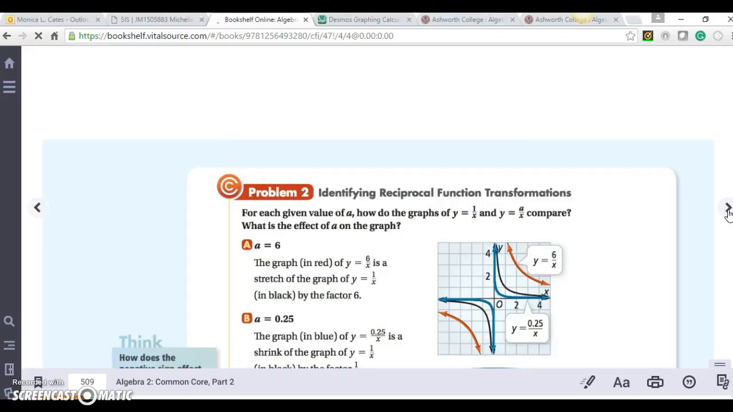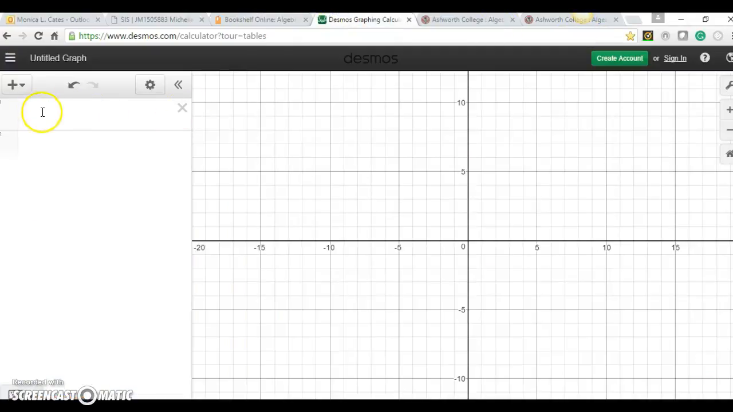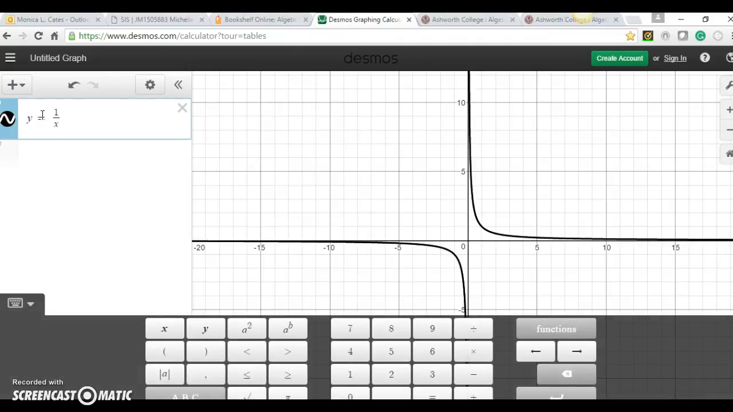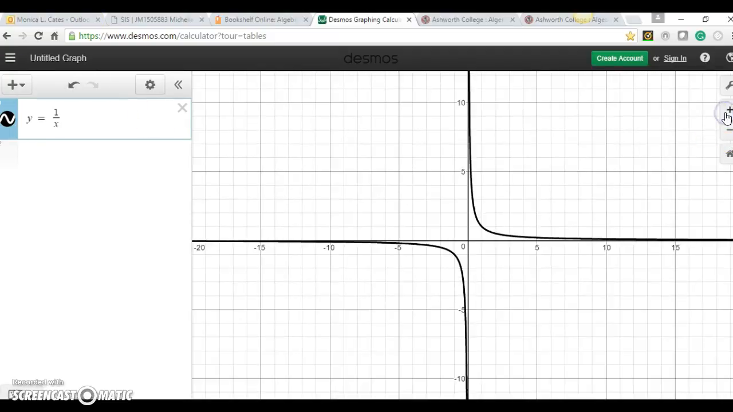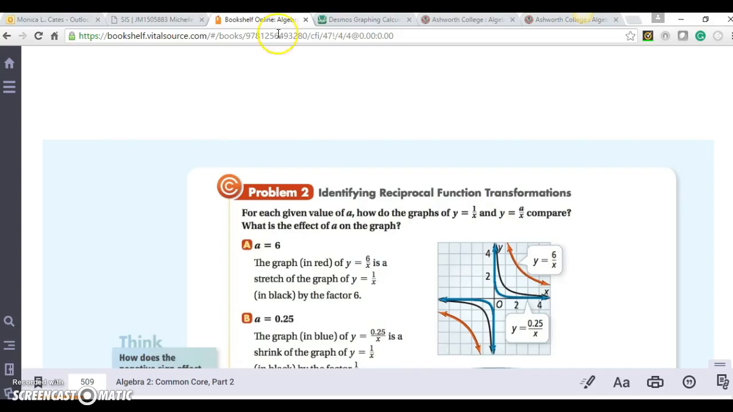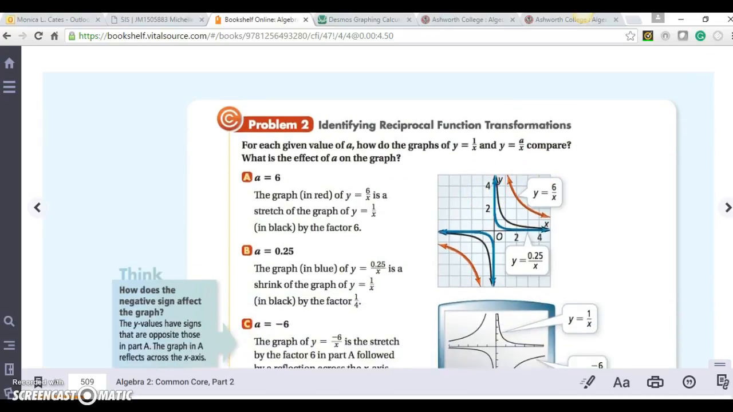So it says identify reciprocal function transformations. For each given value of a, how do the graphs of y equals 1 over x and y equals a over x compare? What is the effect of a? So I'm going to use my free graphing calculator to look at this as well. And the first one I'll graph is y equals 1 over x. Okay, so there's my parent function. Let's zoom in just a little bit so we can see it. And we're just looking at stretches and shrinks right now.